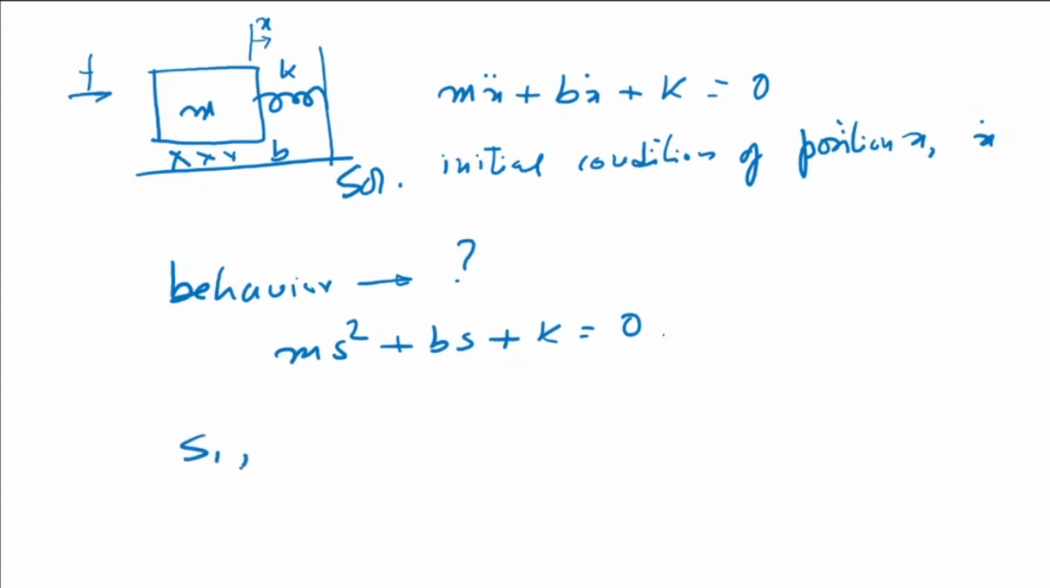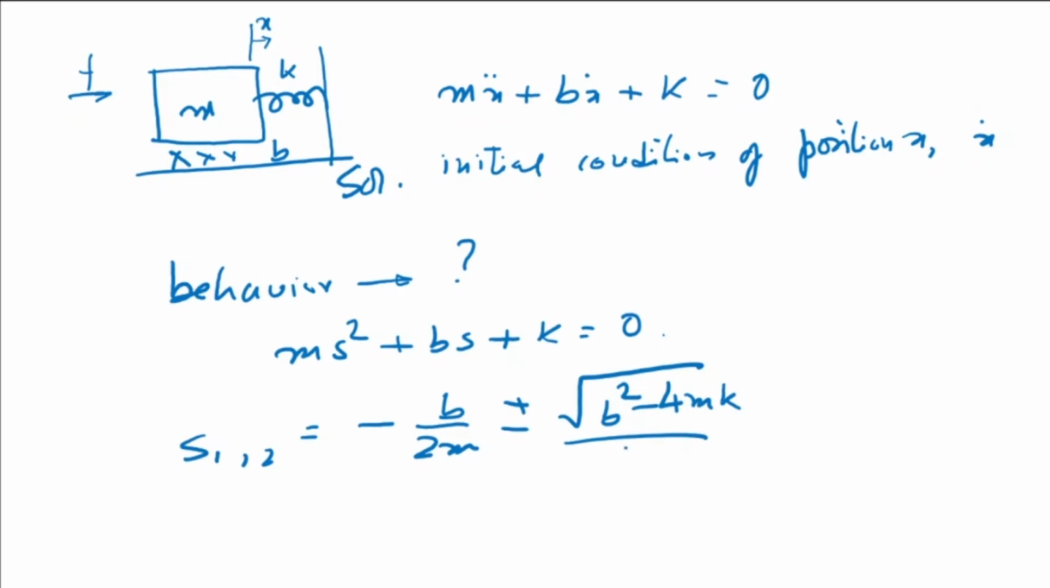It has s1 and s2, which is equal to minus b by 2m plus minus root over b squared minus 4mk, all divided by 2m. Now from intuition, we understand that depending on the values of m, b, and k, especially the values of b and k, the system is going to behave in a particular way. What do I mean by that?